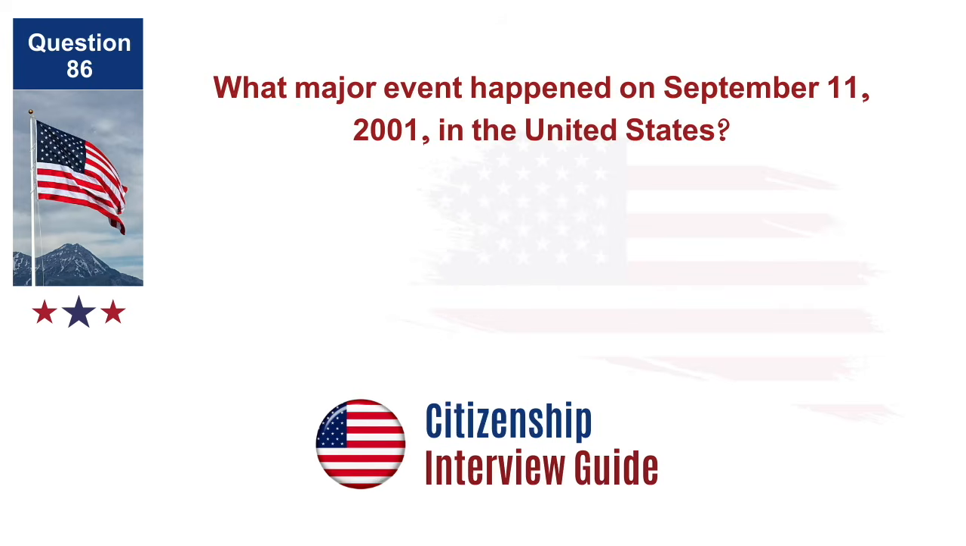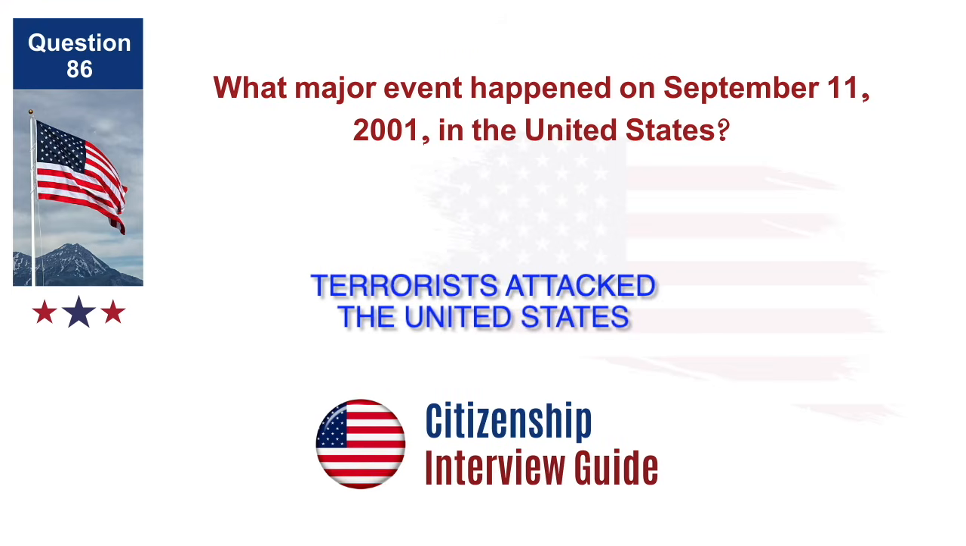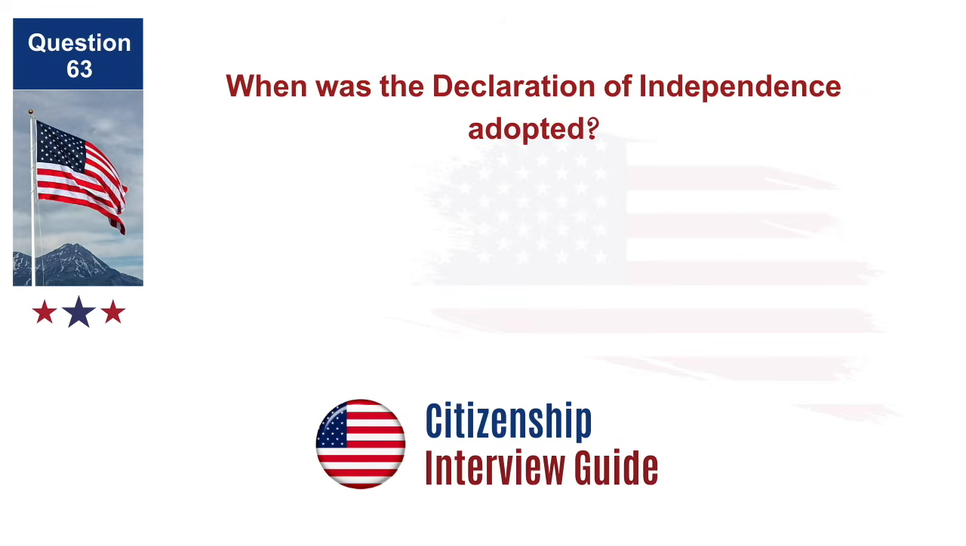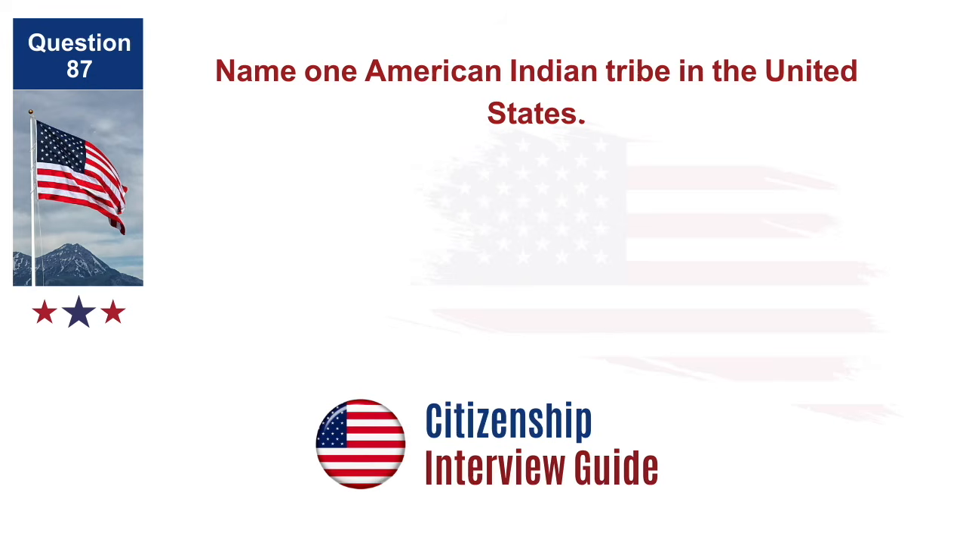What major event happened on September 11, 2001 in the United States? Terrorists attacked the United States. When was the Declaration of Independence adopted? July 4, 1776. Name one American Indian tribe in the United States. Cherokee.